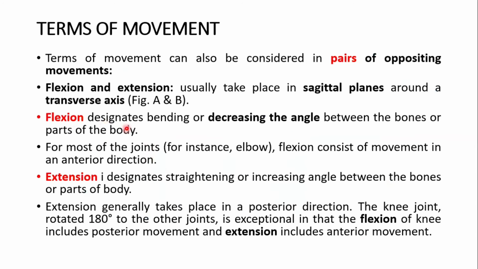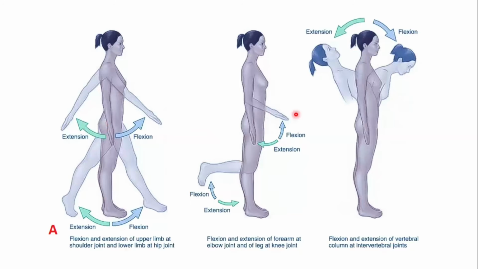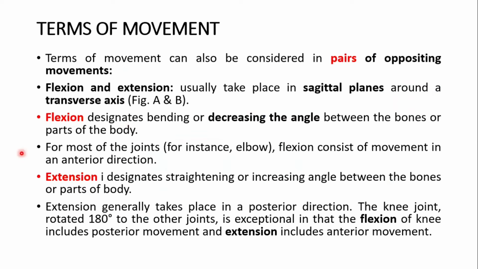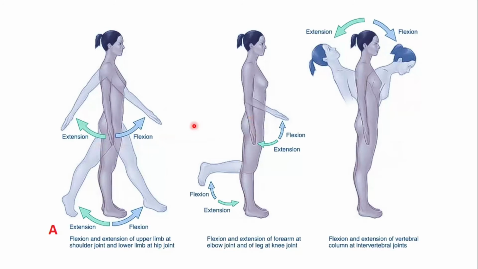Flexion designates bending or decreasing the angle between the bones or parts of the body. For most of the joints, for instance the elbow, flexion consists of movements in the anterior direction. You could see this is the elbow. Follow the laser very clearly. I'm telling you, this is the flexion, which is the decrease in the angle. Follow the laser, the elbow joint, between the arm and the forearm. And this is the extension, right? This is the increase in the angle. You could see the lower limb as well.